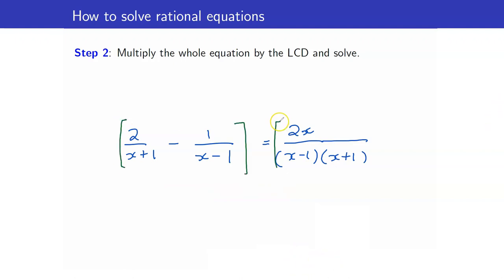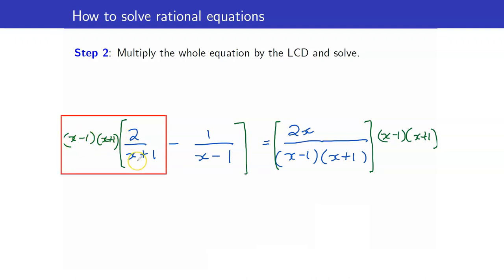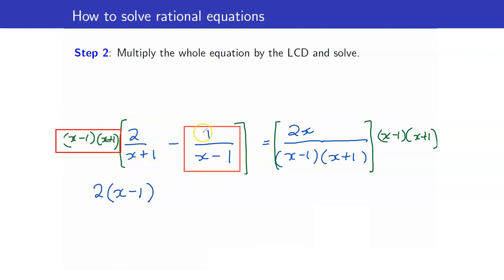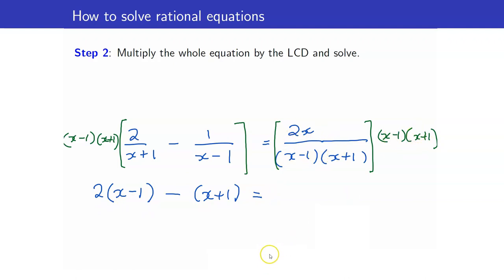I will multiply both sides by x minus 1, x plus 1. So therefore, this times this is going to be 2 times x minus 1 because x plus 1 here gets cancelled out. This times 1 over x minus 1, we are left with x plus 1, but don't forget that you have a minus here, and I also have a parenthesis here. Do not forget, because we need to subtract this whole thing to this term over here. This is equal to this expression times this expression. Everything gets cancelled out, so we get 2x on this side.